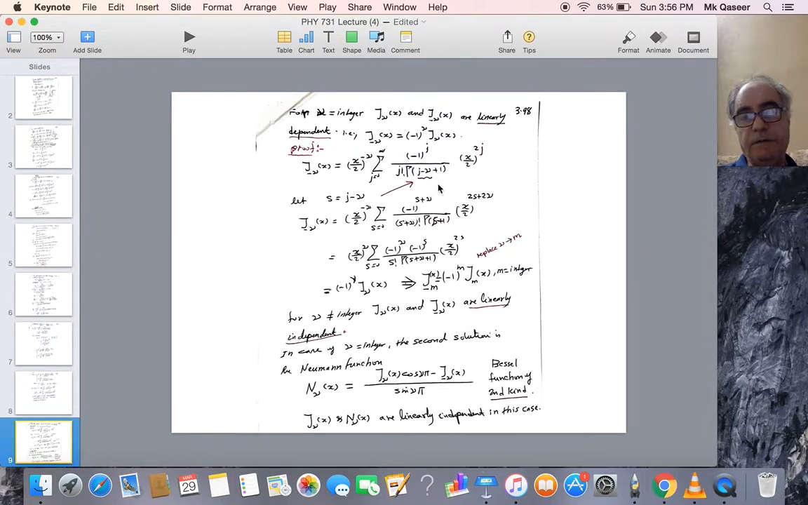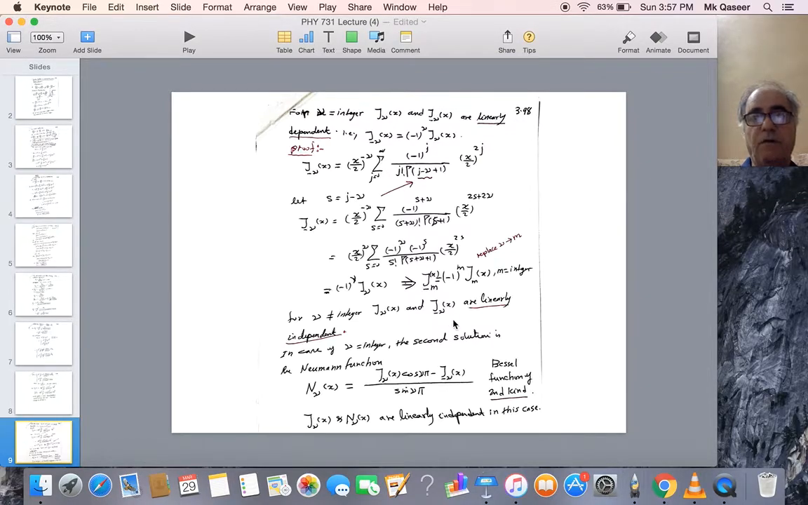Substitute s instead of j minus nu, and then we get this expression. Now this expression, minus 1 to the power nu, we push it outside because the sum does not depend on s. So we have minus 1 to the power nu times this j sub nu. Here in this expression we call nu as m to indicate that it's an integer. So we get j minus m is nothing but a constant times j sub m. In this case it means that they are linearly dependent. You put one as a constant times the second.